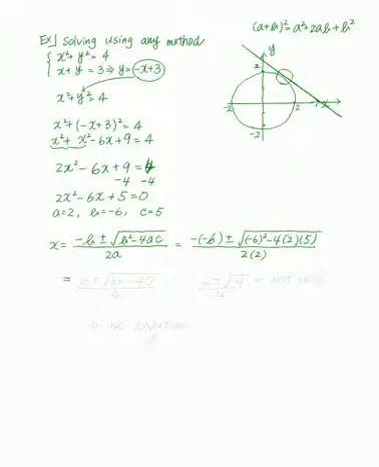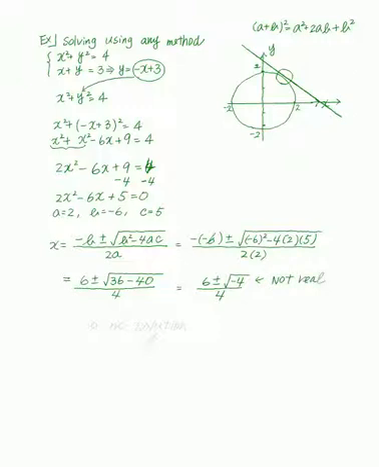Using my order of operations, I'm going to end up with 6 plus or minus the square root of 36 minus 40 all over 4, which equals 6 plus or minus the square root of negative 4 over 4. And I'm going to stop here. This is not real, because we have a negative under the radical.